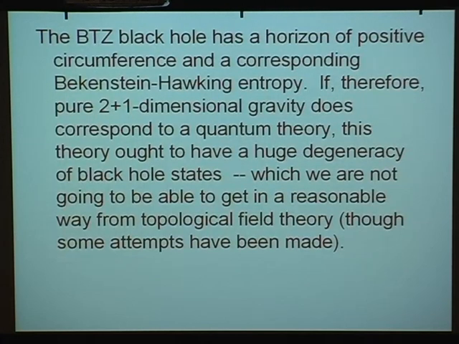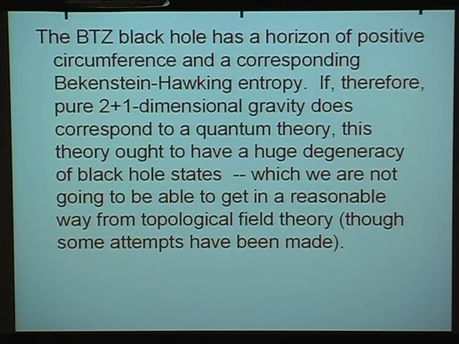Well, the BTZ black hole in 3 dimensions, so it's a 2-dimensional space, so a black hole, it's an extended object, its boundary is a circle. So it has a horizon length, which is the analog of the horizon area, and it's got a Bekenstein-Hawking entropy that's proportional to the circumference of the horizon. So it's supposed to have a huge degeneracy of quantum states.